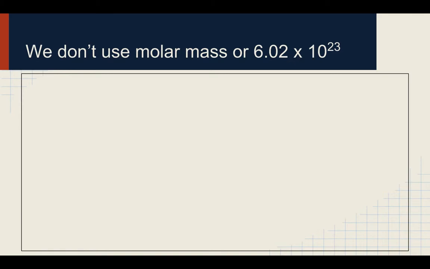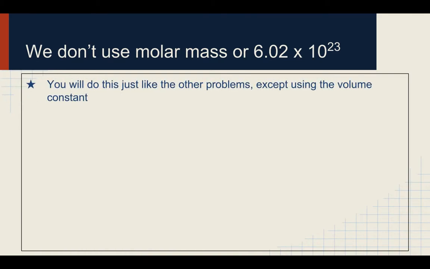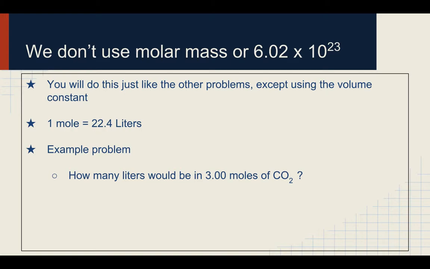We do not use the molar mass or the 6.02 times 10 to the 23rd, but it's going to look exactly the same. But we don't have to figure out that molar mass. We don't have to use that big, ugly 6.02 times 10 to the 23rd number. We're going to use the constant, which is 22.4 liters. Very, very simple. So let's take a look at an example problem. If I want to figure out the liters in 3 moles of carbon dioxide, what am I going to do?